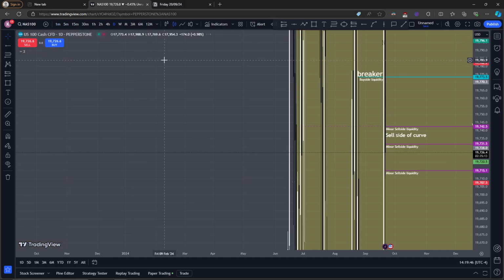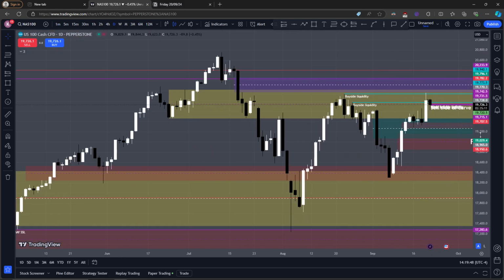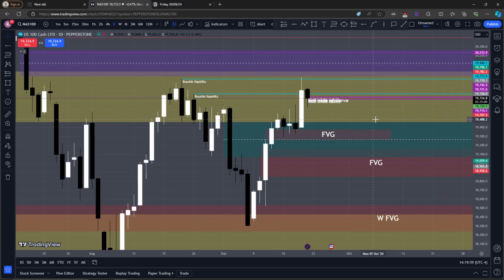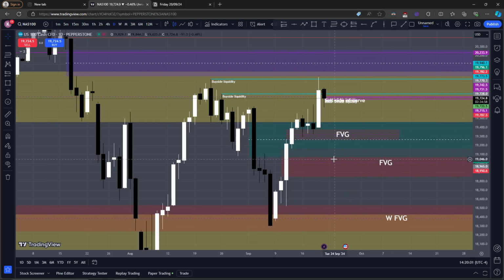So again, on the daily, you can clearly see how it took yesterday the main liquidity, big buy side liquidity. After a big liquidity being swept, a lot of the time we expect the market to retrace a little bit.